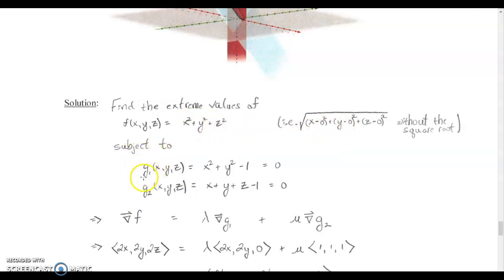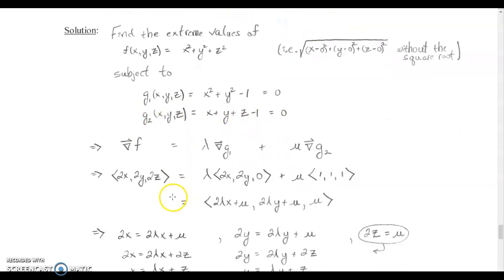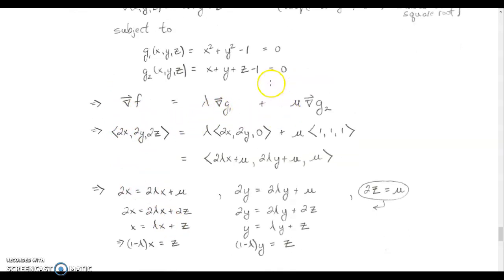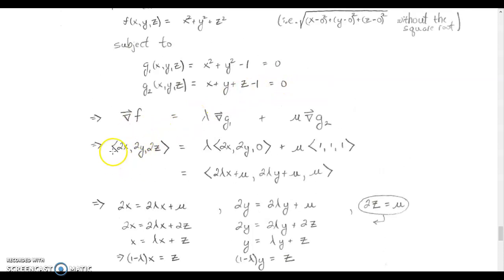Okay, so then subject to g1, which is x squared plus y squared equals 1. So we set it equal to 0, right? x squared plus y squared minus 1 equals 0. So that's the cylinder. And here's the plane, x plus y plus z minus 1 equals 0. So now we set up the problem like this. Gradient of f equals lambda times gradient g1 plus mu times gradient g2. So looking at f, the gradient is 2x, 2y, 2z. The gradient of g1 is 2x, 2y, 0. And the gradient of g2 is 1, 1, 1.